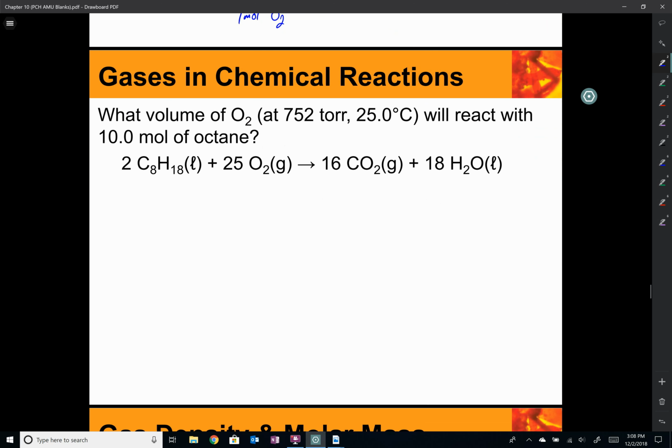So let's take a look at this problem here then. What volume of O2 at a specific pressure, at a specific temperature, will react with 10 moles of octane? Almost exactly the same as previously, but now we have some additional information. Pressure equals 752 torr. Temperature equals 25 degrees Celsius, AKA 298 Kelvin, or 298.15, either way is fine.